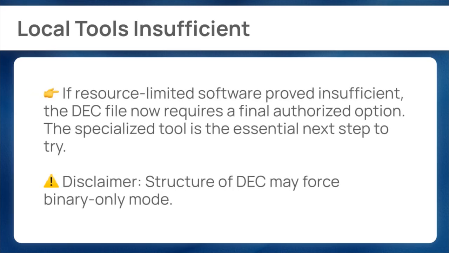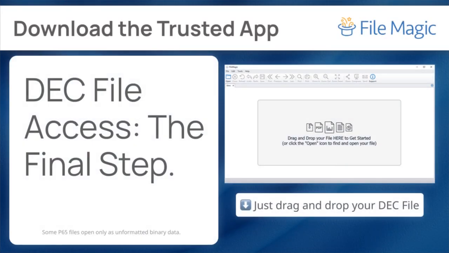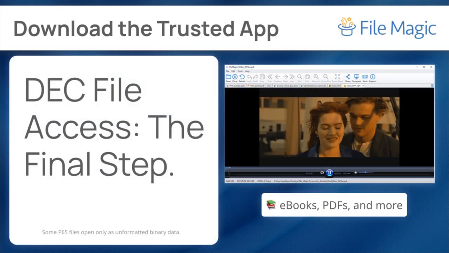If quick compatibility checks failed, we now know the file is non-standard. Deploying the ultimate fix is the most reliable attempt at opening stubborn DEC files. This DEC problem is solved with FileMagick. It's the recommended universal file opener.